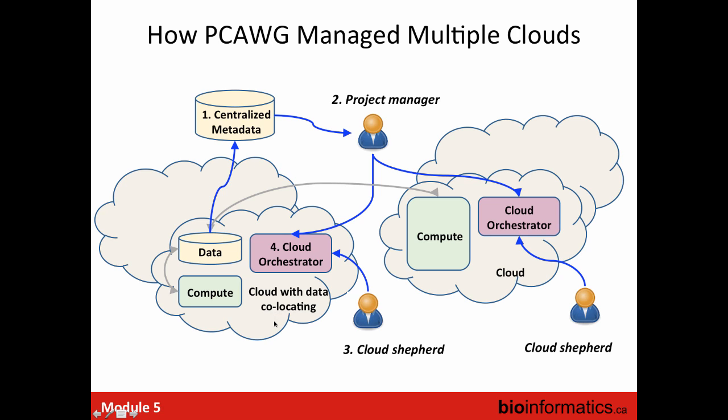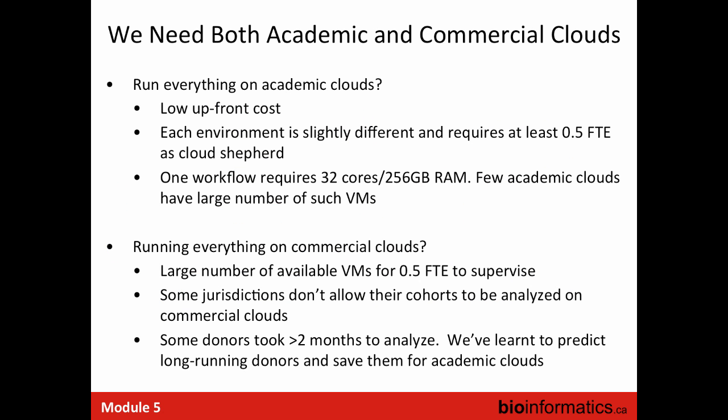And so what I'll show you in a couple of slides is a better case that we can automate these things and make it a lot easier, especially when you have multiple clouds to manage. Now, there is also the debate: we have academic clouds, we have Amazon, why don't we just stick with Amazon? It's a lot easier. Or maybe let's just go with academic clouds because it doesn't cost us anything. Well, I think we need both.